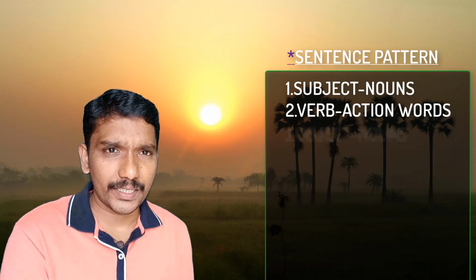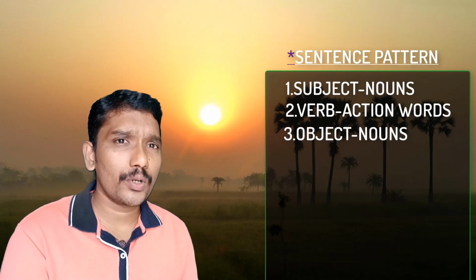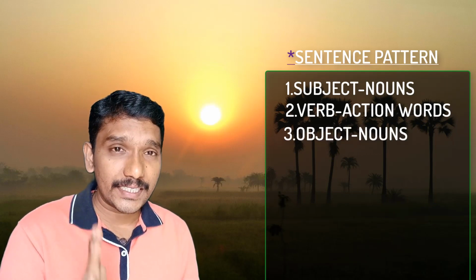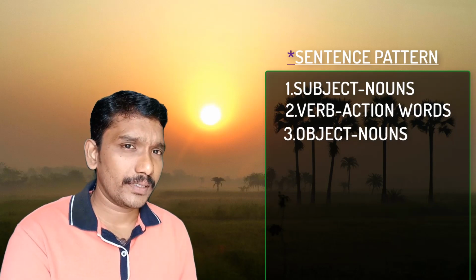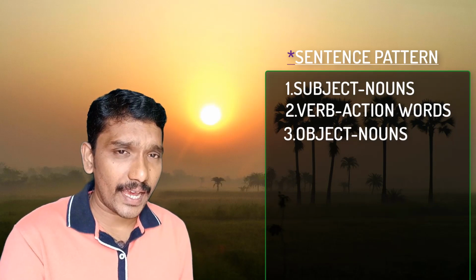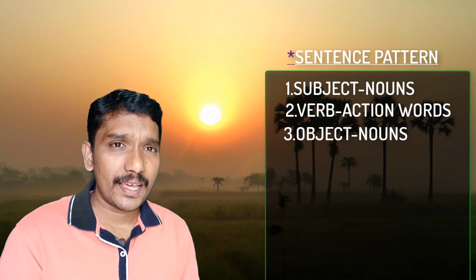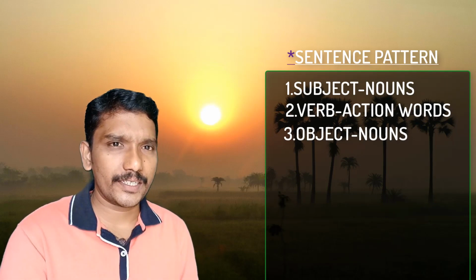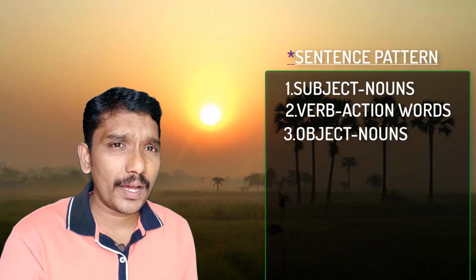What is an object actually? It is also a noun. It is just placed after the verb. If in a sentence we have a noun after the verb, we can simply call it the object. Or it should be the answer to whom and which.